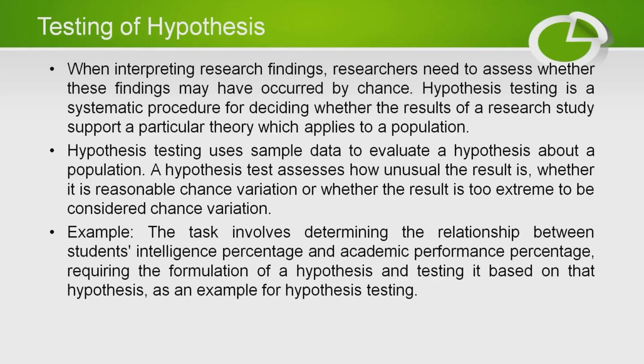When interpreting research findings, researchers need to assess whether these findings may have occurred by chance. Hypothesis testing is a systematic procedure for deciding whether the results of a research study support a particular theory which applies to a population. Hypothesis testing uses sample data to evaluate a hypothesis about a population. A hypothesis test asks how unusual the result is, whether it is reasonable chance variation or whether the result is too extreme to be considered chance variation.